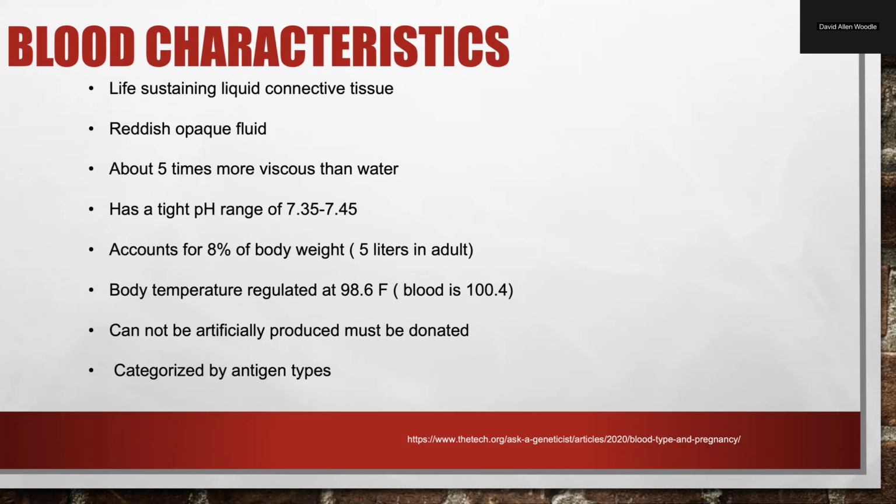We have about 4 to 5 liters of blood in an adult, and we regulate our body temperature at the 98.6 Fahrenheit based on the blood staying about 100. One thing that I hadn't really thought about before until I put together this presentation was that we can't artificially produce blood. We rely on donations of people, that when people need blood, it comes from donated sources.